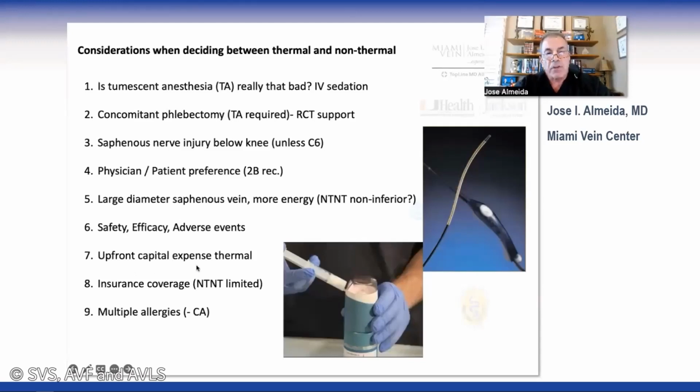There is an upfront capital expense with thermal. You need to buy a generator. So we have all those in the office, so we tend to prefer thermal. If you're new to this game and you don't want to put the capital out there, then maybe a non-thermal where you only need to buy catheters is a consideration. Insurance coverage is limited for non-thermal technologies, whereas most thermal technologies are covered. And someone with multiple allergies, cyanoacrylate is probably not the best choice, as allergies and granulomas have been shown with this technology.